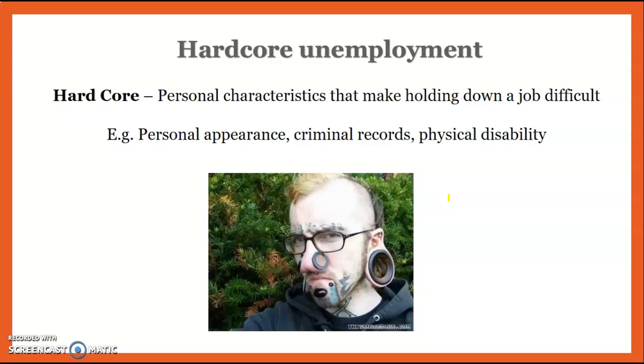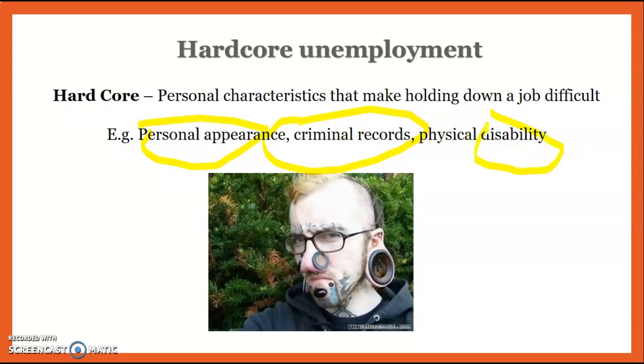Hardcore unemployment is the last one. These are people that are unemployed because of personal characteristics or personality traits which make it hard to find a job. So it can include people that find it hard to find work because of personal appearance, those that have criminal records which prevent them from getting employment, and it also includes people with disabilities that are looking for work that find it particularly tricky to find work because of their disability.